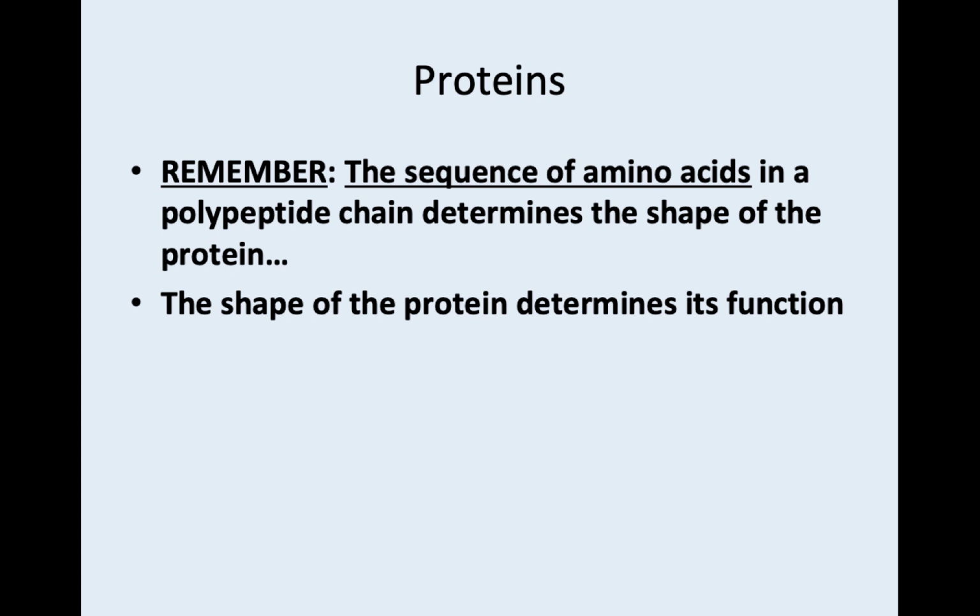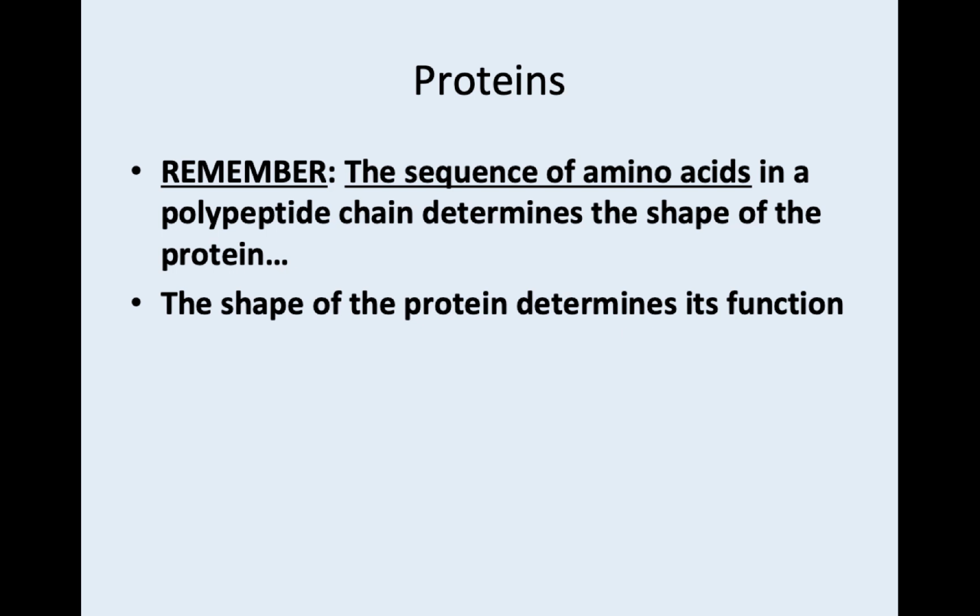And a really, really good example of that is enzymes. Remember that the shape of the enzyme has an active site, and that active site is complementary to the substrate. So if you change the protein shape, you're going to change the active site shape. It's like changing the shape of a jigsaw puzzle, a three-dimensional jigsaw puzzle. You're not going to be able to fit that substrate in anymore, and the enzyme won't be able to function.